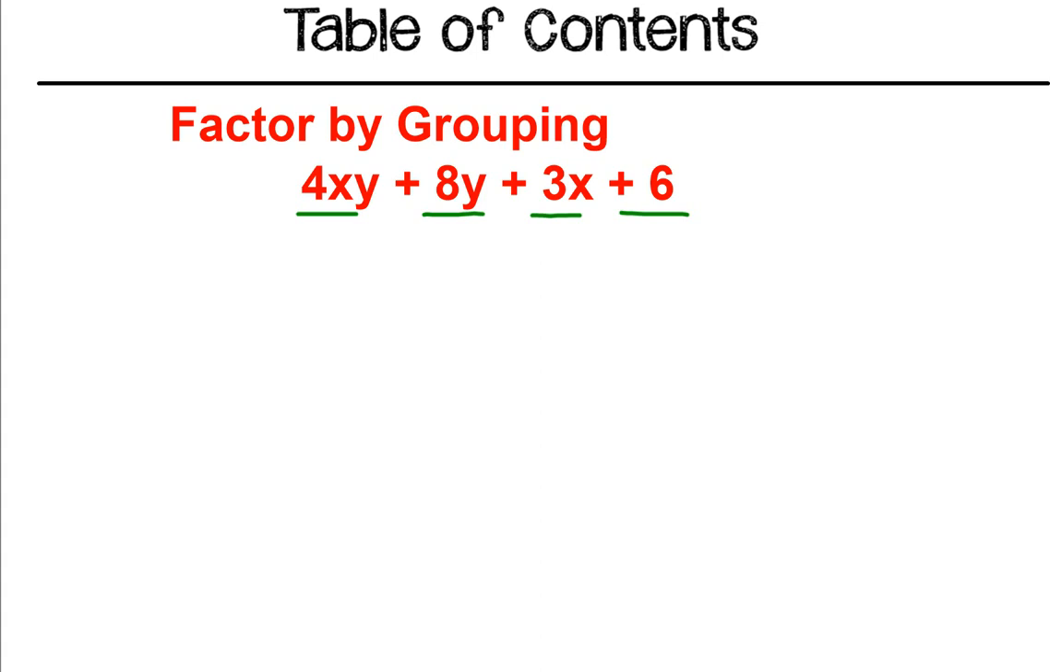So there's no GCF, and it's certainly not a difference of two squares. So technically, this expression looks like it cannot be factored. But that is not true. It can be factored, and that's what you're going to learn how to do today.